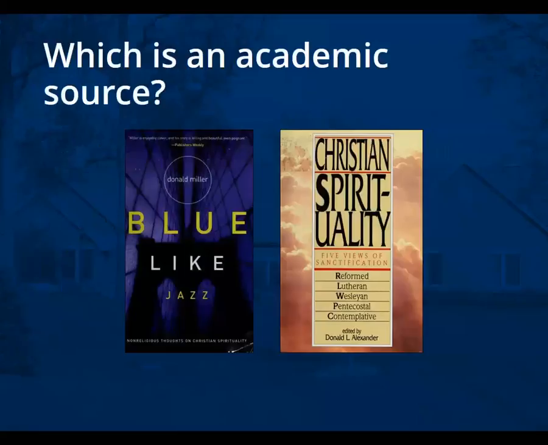So books, which is an academic source here. We have two books on Christian spirituality: Blue Like Jazz, Non-Religious Thoughts on Christian Spirituality, and then Christian Spirituality: Five Views of Sanctification. So a lot of what we said about Covenant Magazine versus Presbyterion applies here. What is the tone of the writing? How many footnotes do you see? Do you see any hallmarks of academic discourse? Christian Spirituality: Five Views has five different scholars interacting with one another. Their credentials are very prominent, and it has a very different tone than Donald Miller's book.